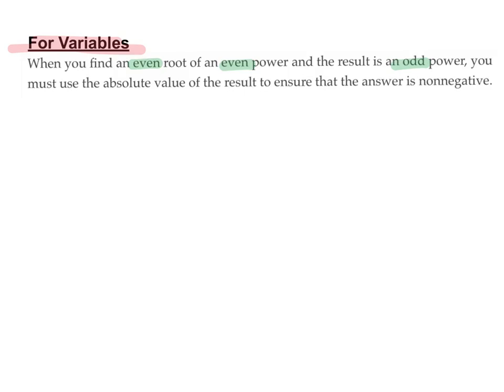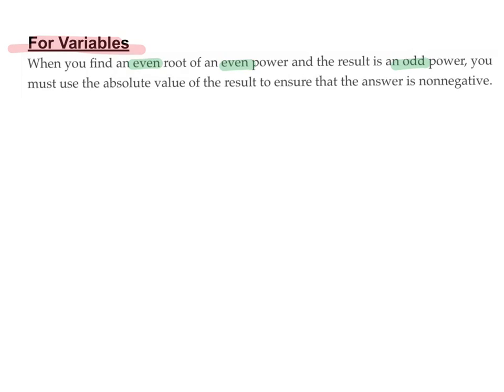Okay, so understand that when we talk about i's, we're only talking about the square root of a negative. Square root only, not 4th root, not 6th root, not 8th root, only square root. But we can have 4th roots and 6th roots and 8th roots and 10th roots. And those are the ones we have to look out for when it comes to the variables. So when I say even, odd, here are the conditions.